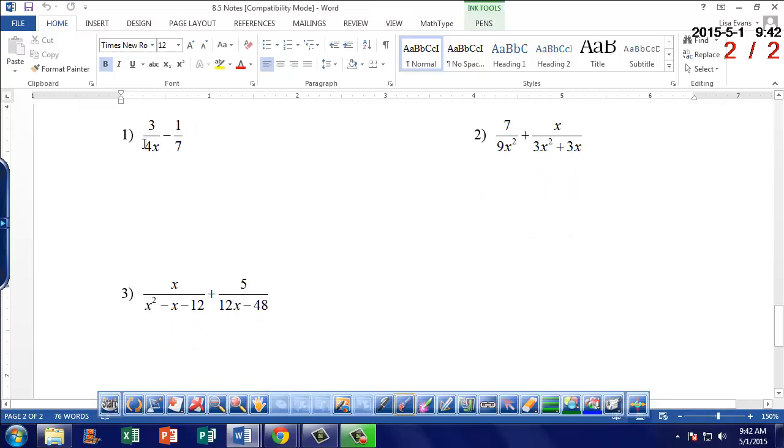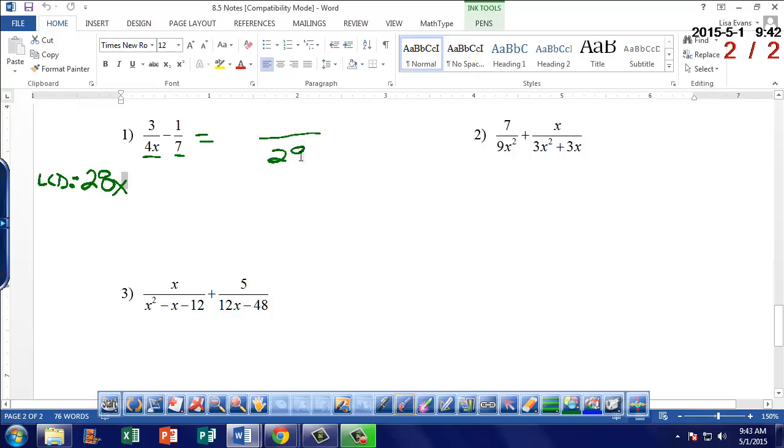So when I'm looking, I have a 4x and a 7. Okay, so these are the two terms you're looking at. One has an x, one doesn't. So I know my least common denominator has to have an x. Then I have a 4 and a 7, so I'm looking for the least common multiple between 4 and 7, and that would be 28. This needs to be my denominator, 28x.